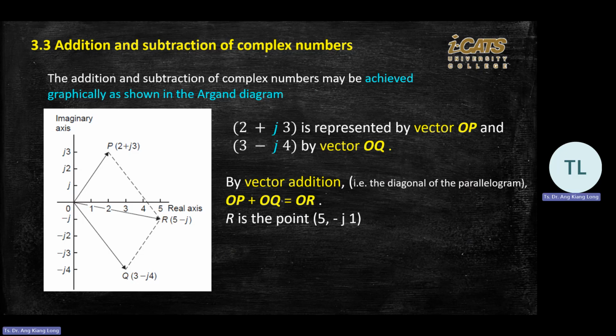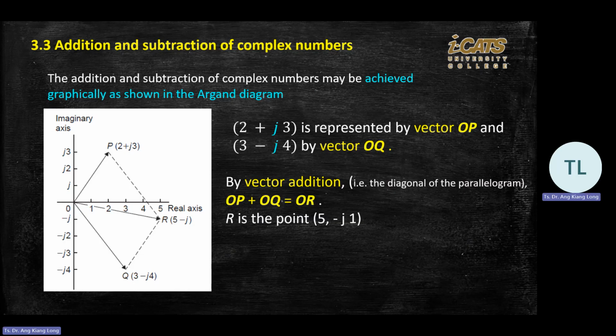So on the graph, if you plot it, you should be able to see it will land at 5 minus j. By mental calculation, if it's addition, you add the real parts together, 2 plus 3, you get 5. 3 minus 4, you get minus 1. So 5 minus 1j. 5, you go to real, 0 to 5, then go down 1. So you get this point, and you plot OR, okay? And you join by using the dotted line. Okay? So this is how you do it.